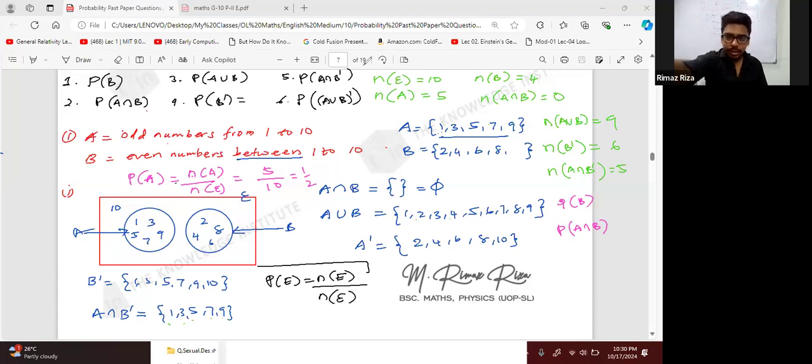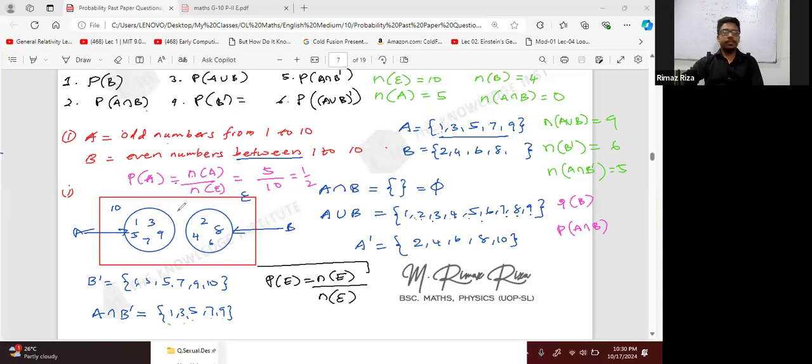Okay, 9 out of 10. Because in A union B, there are 9 elements out of 10, right? So A union B, here you can see 1, 2, 3, 4, 5, 6, 7, 8, 9. 9 out of 10. So therefore, the probability of A union B is 9 out of 10.